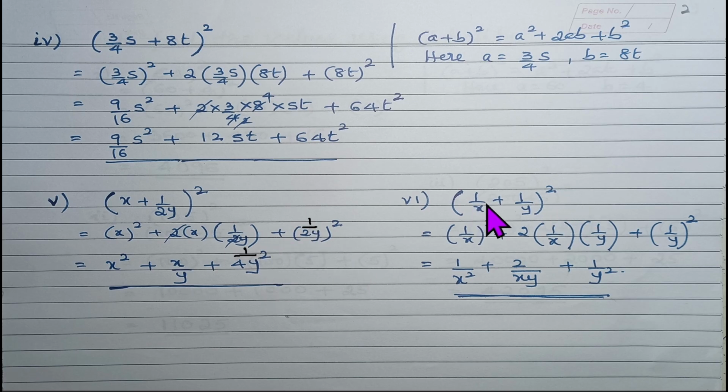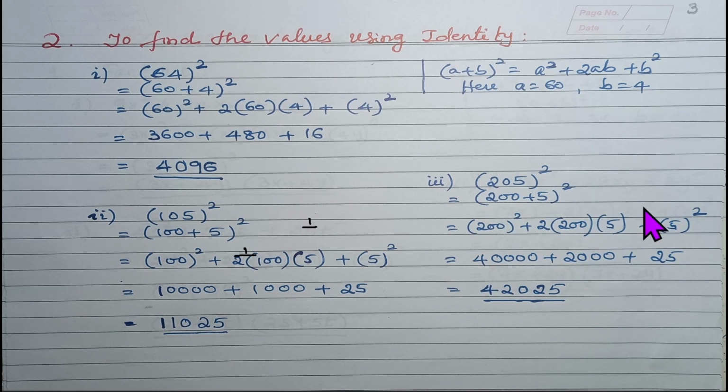Now the next example is (1 by x plus 1 by y) whole squared. It is equal to a squared plus 2ab plus b squared. So (1 by x) whole squared plus 2ab plus b whole squared, that is (1 by y) whole squared. So (1 by x) whole squared becomes 1 by x squared, plus 2 divided by xy, and 1 by y squared. So that is the solution, the expansion of that.